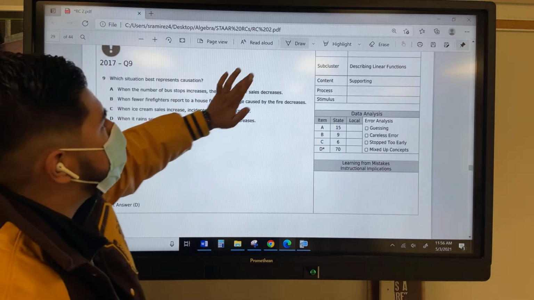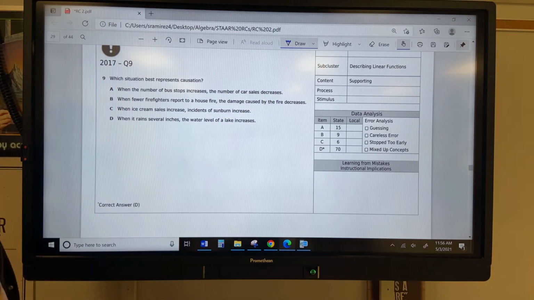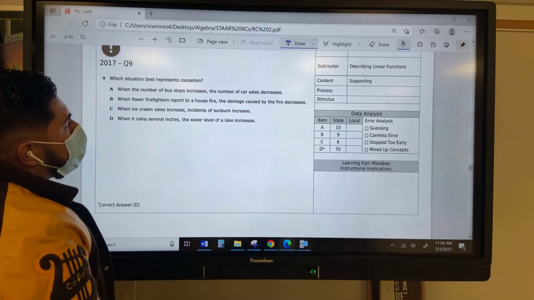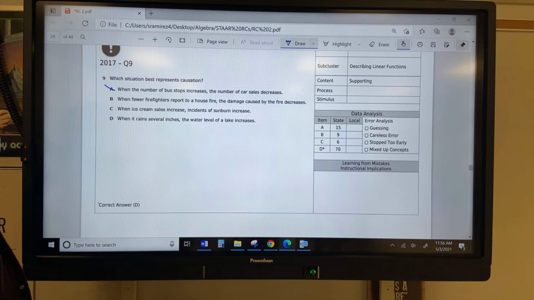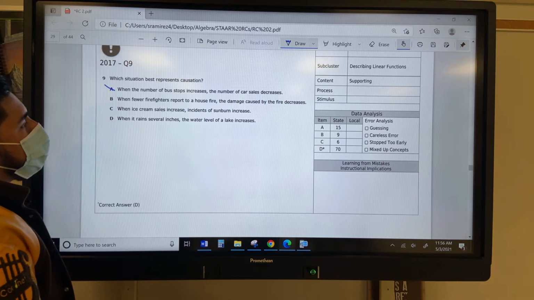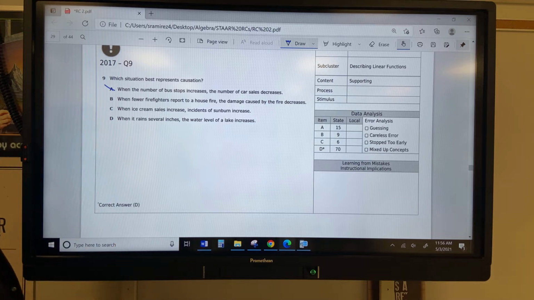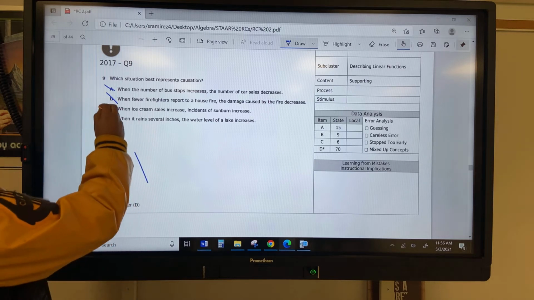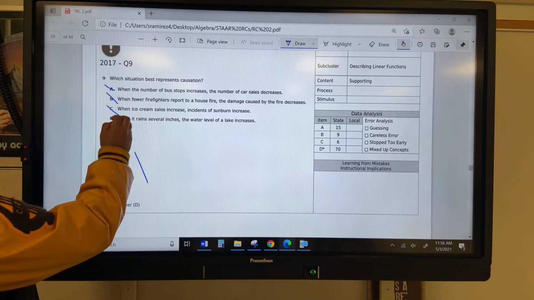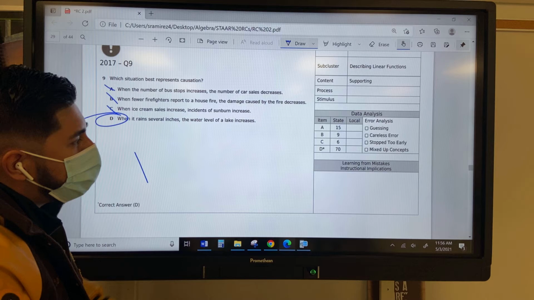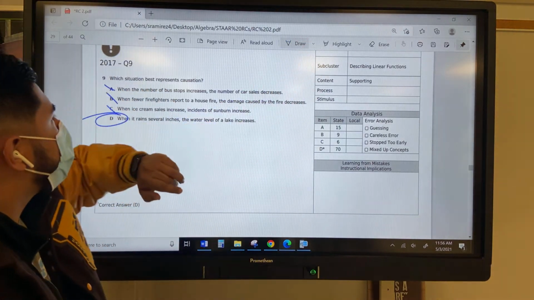This one's asking which one is true. The number of bus stops increases, the number of car sales decreases. That makes no sense. The fewer firefighters report to the house fire, the damage caused by the fire decreases. No, you need more people to work there. When the ice cream sales increase, the incidence of sunburns increase. Nope. When it rains several inches, the water level of the lake increases. Yes. Very confusing, but it's only one question. Try your best.